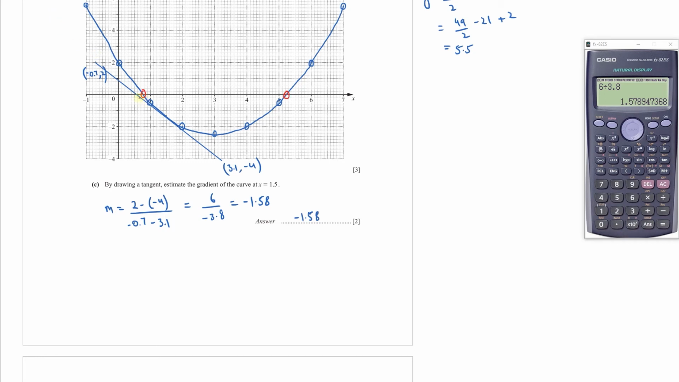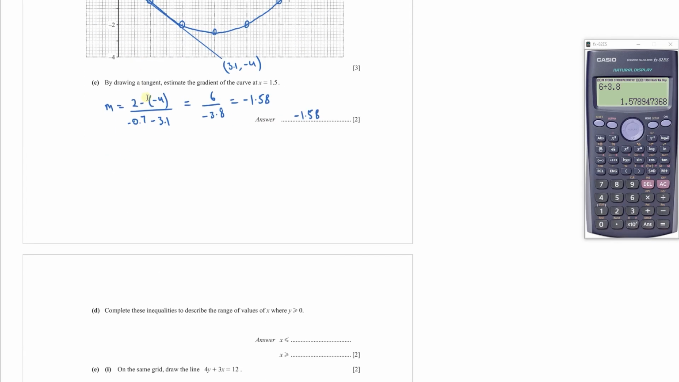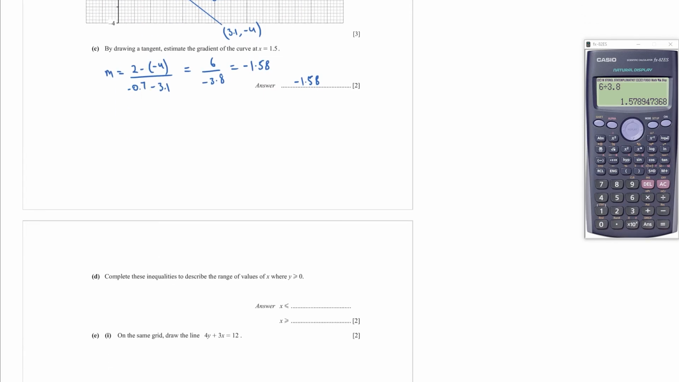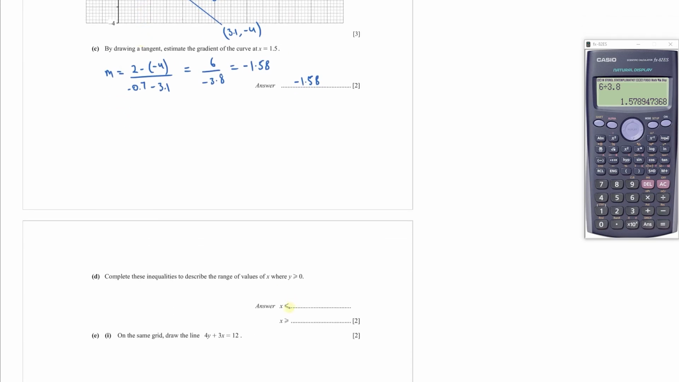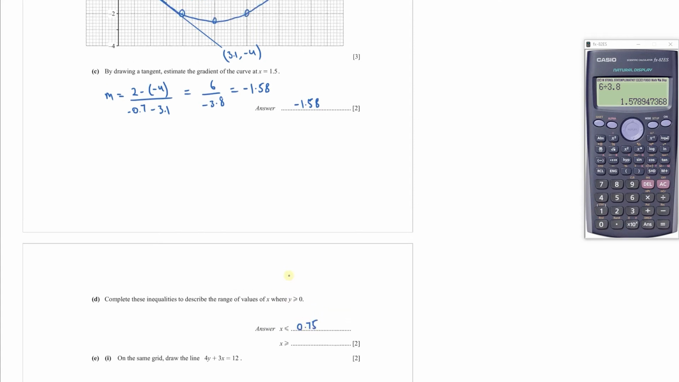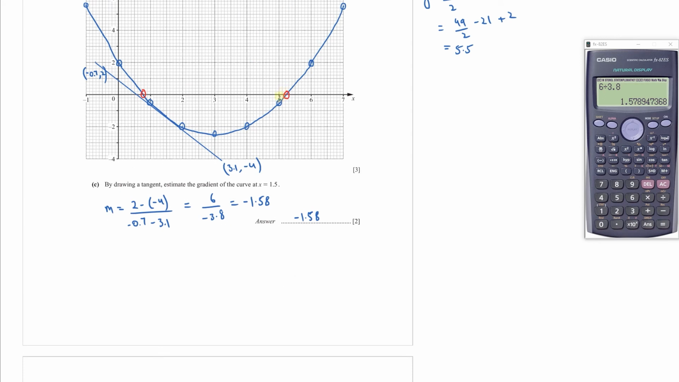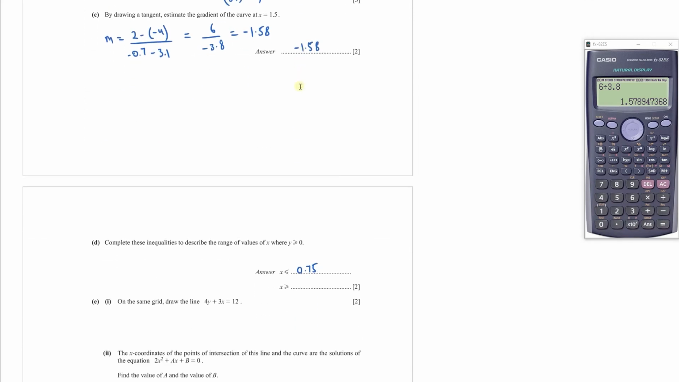So this red point is 0.5, 0.6, 0.7, 0.75. This is in the middle of this block, so 0.75. So for values of x less than or equal to 0.75, your y value is greater than or equal to 0. And then here I have 5, 5.1, and 5.2. So for x values greater than 5.2, your y values are greater than or equal to 0. So x is greater than or equal to 5.2, and then your y values are greater than or equal to 0.